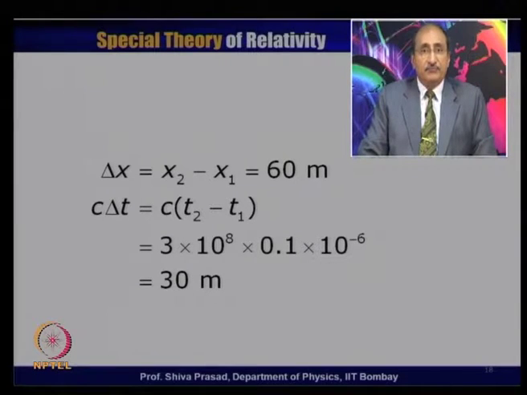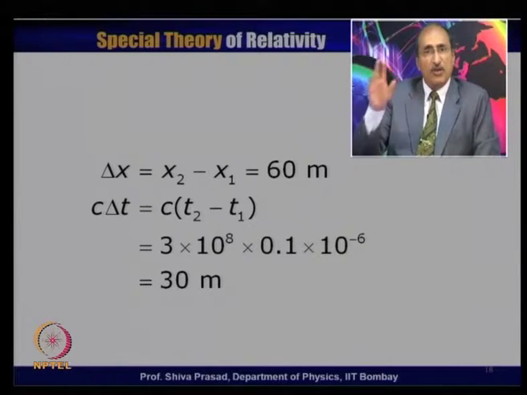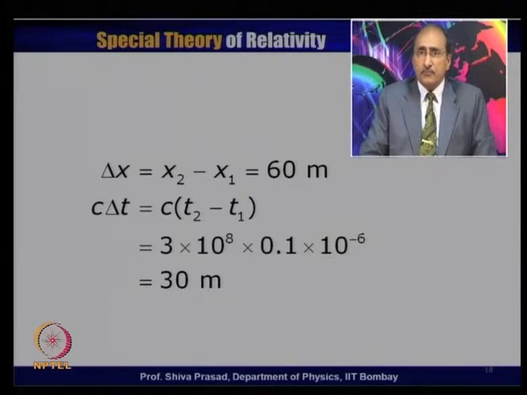c delta t is c multiplied by t2 minus t1. We have taken c as 3 into 10 to the power 8 meters per second, and the time interval was 0.1 into 10 to the power minus 6, because it is a microsecond. So micro is 10 to the power minus 6. That's all I have substituted here.